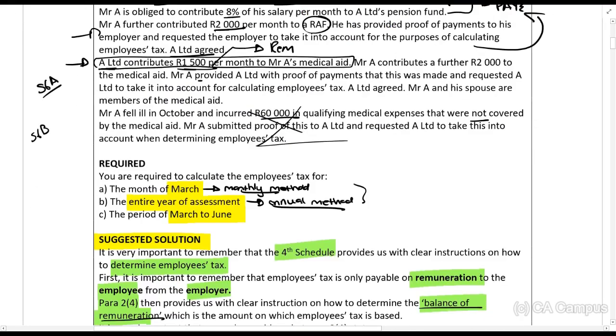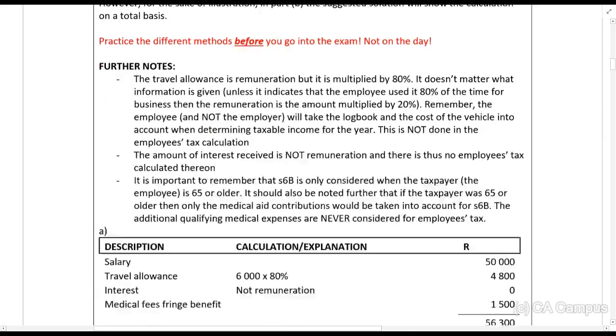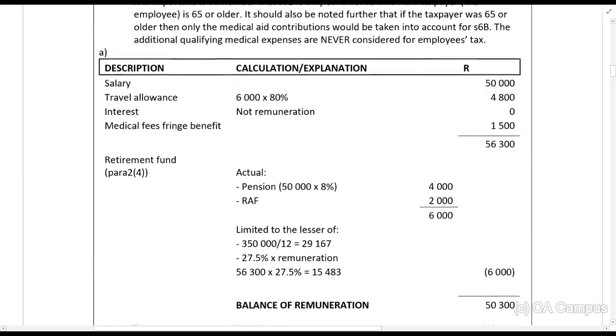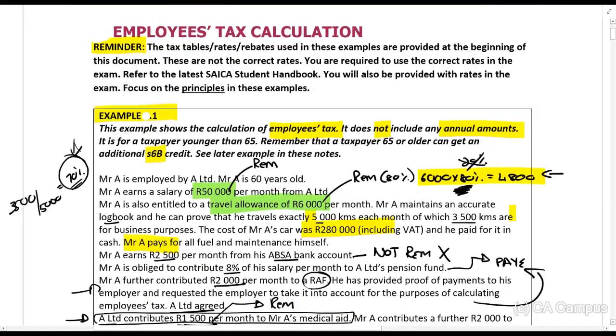Right, so let's look at it now, guys. The first thing we have to do is do it for the month of March. What I want you to see is the following in part A. Here I've kept everything per month. So the salary is 50,000 rands a month. Can you see there? 50,000 rands a month.